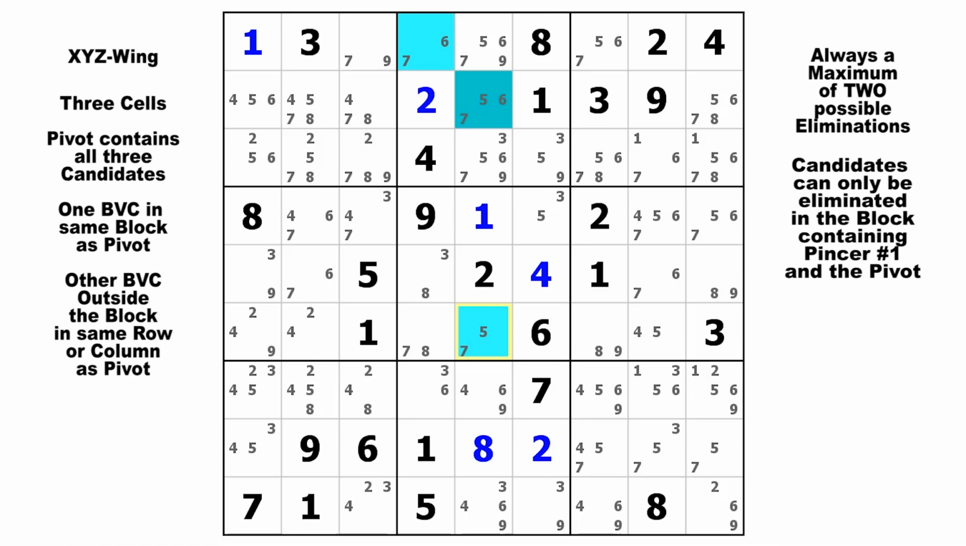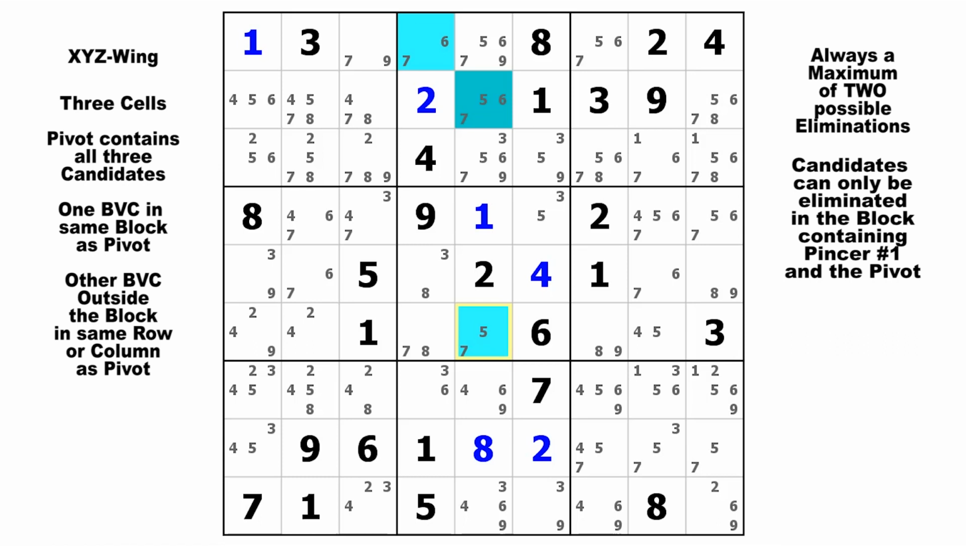Now don't forget, in an XY wing, pincer number 1 does not have to be in the same block with the pivot cell. It can be, but it does not have to be. In an XYZ wing, pincer number 1 has to be in the same block with the pivot, and then pincer number 2 will be outside the block in either the same column or the same row as the pivot.